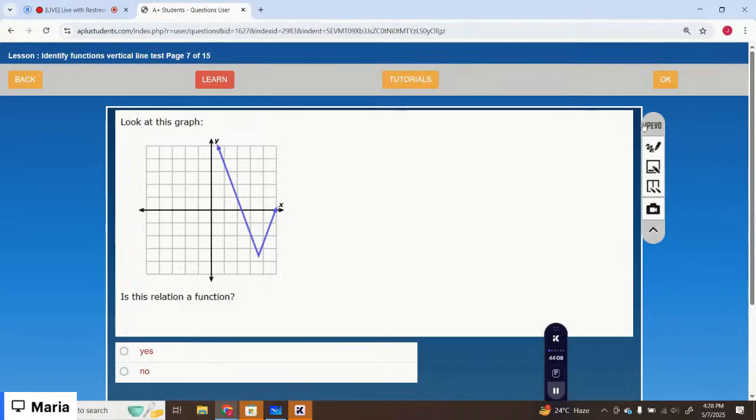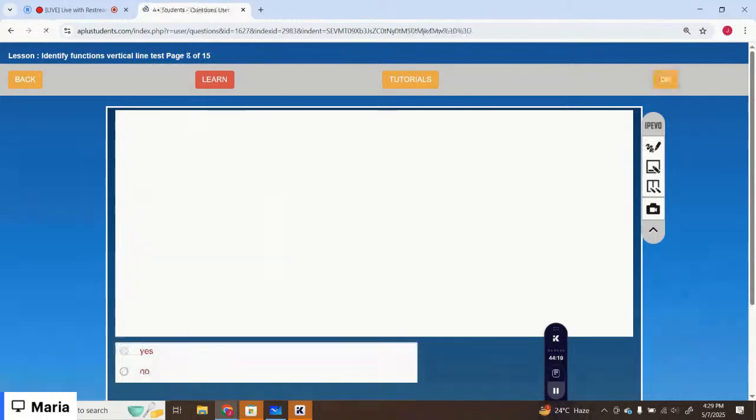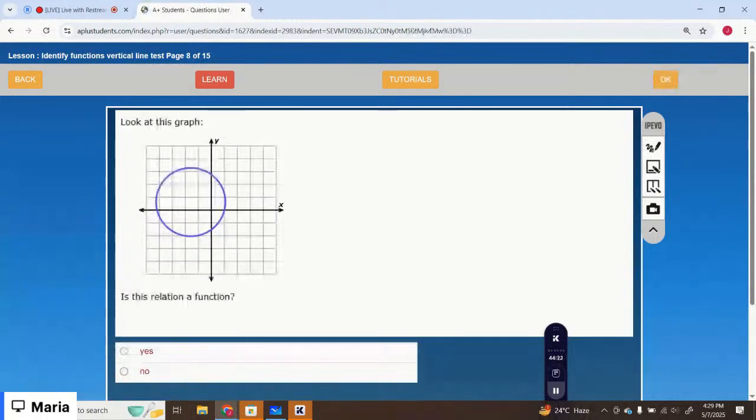Yes, that is a function. The correct option is yes. Is this a function? Yes, it is a function. Option number one is the correct option.